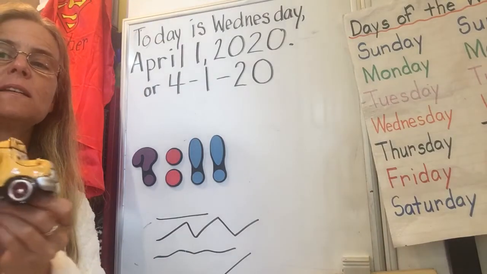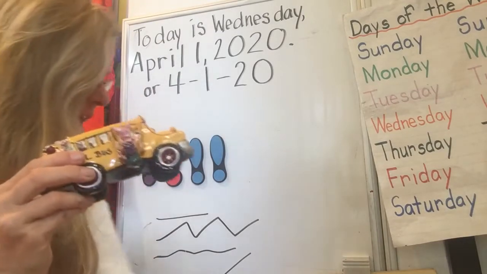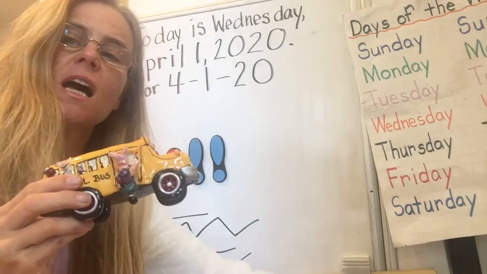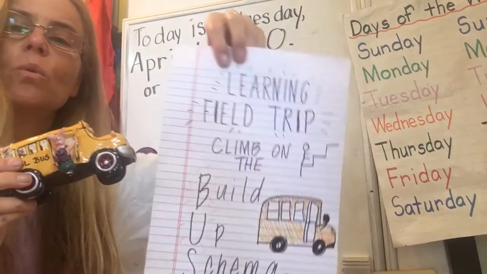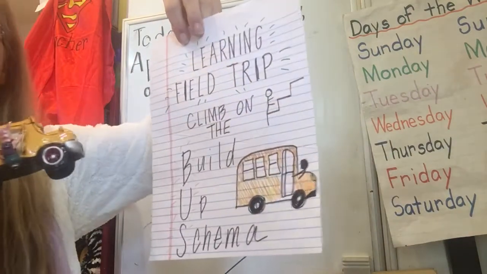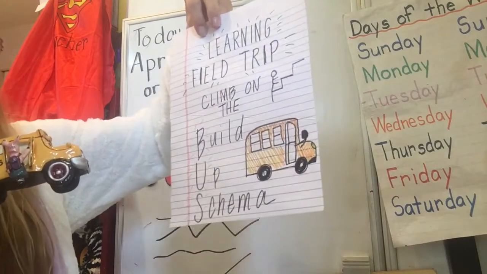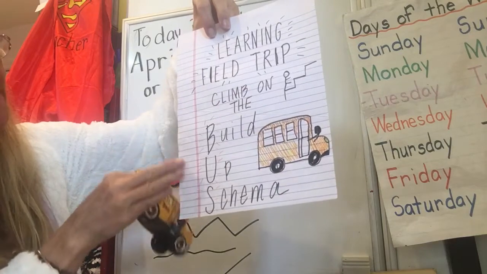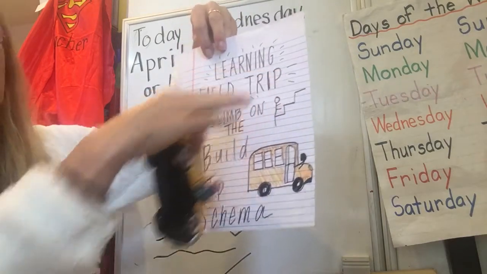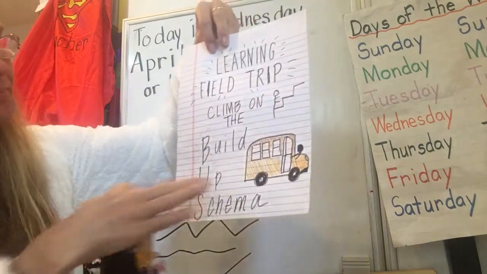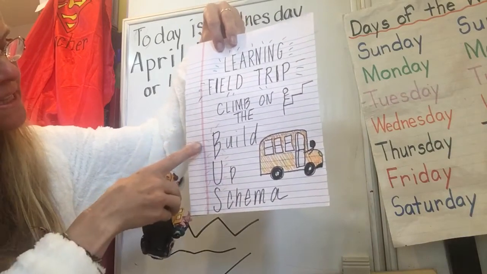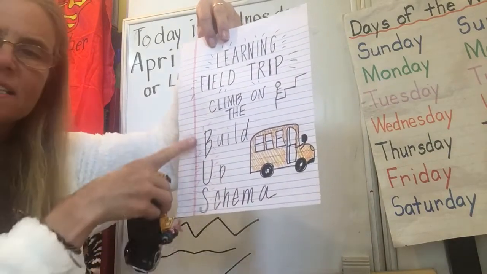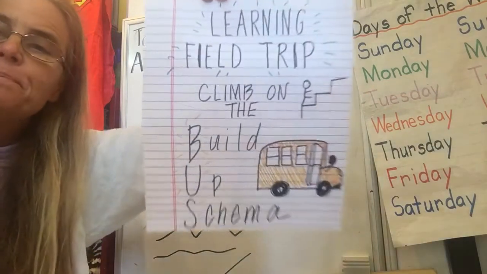Here comes the bus again. I made a fun little kind of paper. We're going on a learning field trip. Climb on the bus. Now do you see bus, B-U-S? Here you are climbing up the stairs of the bus. Here's the bus. B-U-S. And do you see I have some words coming off of them?